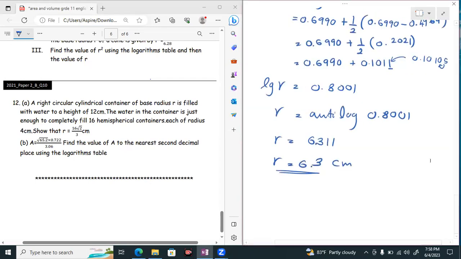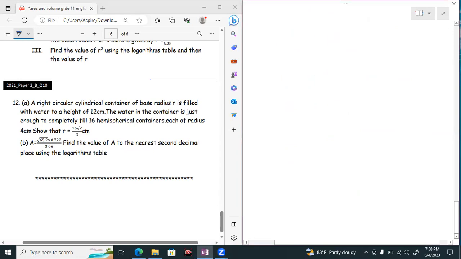Alright, let's see now. A right circular cylindrical container of base radius R is filled with water to a height of 12 centimeters. The water in the container is just enough to completely fill 16 hemispherical containers, each of radius 4 centimeters. Okay, then let's see what this situation is. There is a cylinder. You can mention all the measurements of the cylinder. Its base radius is given as R and its height is given as 12 centimeters.